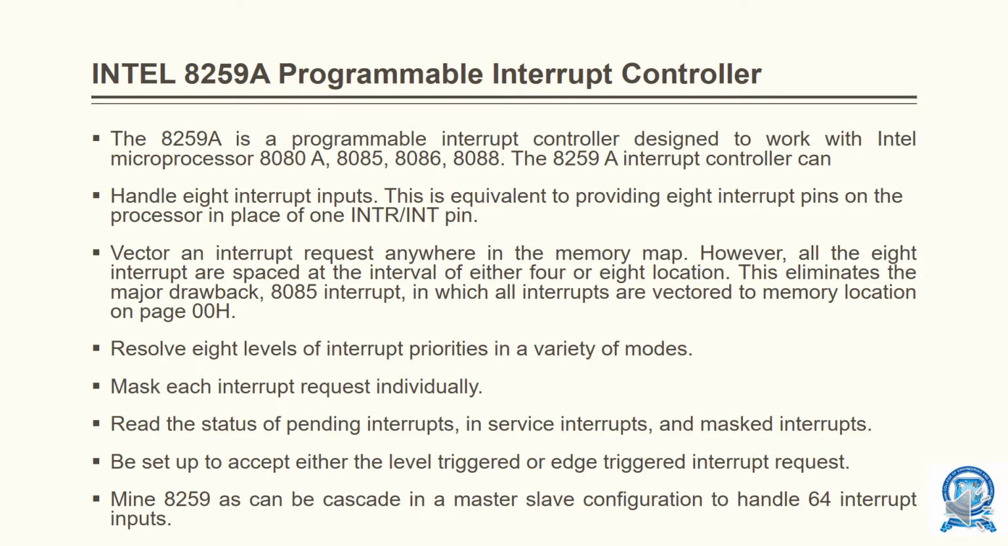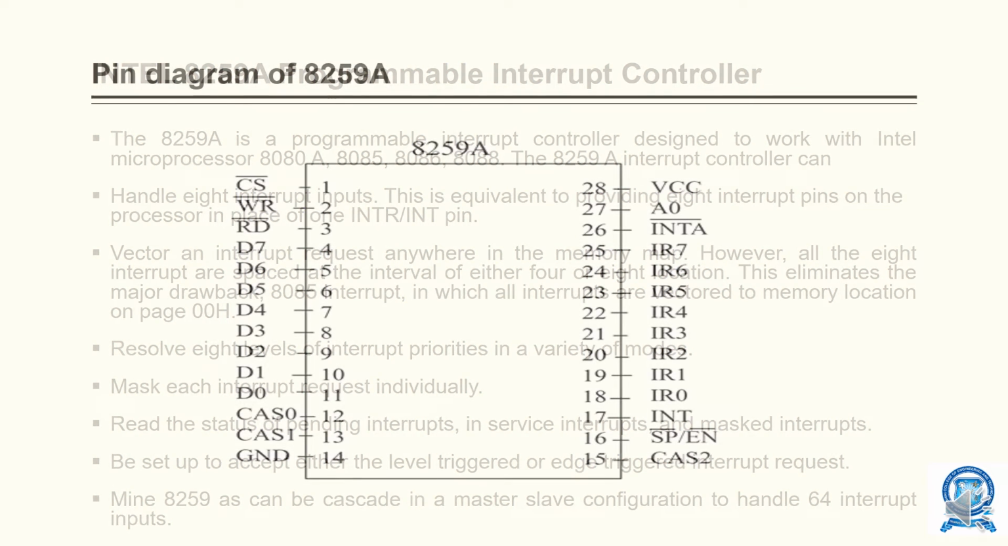Resolve 8 levels of interrupt priorities in a variety of modes. Mask each interrupt request individually. Read the status of pending interrupts, in-service interrupts and masked interrupts. Set up to accept either level triggered or edge triggered interrupt requests. 8259s can be cascaded in master slave configuration to handle 64 interrupt inputs.